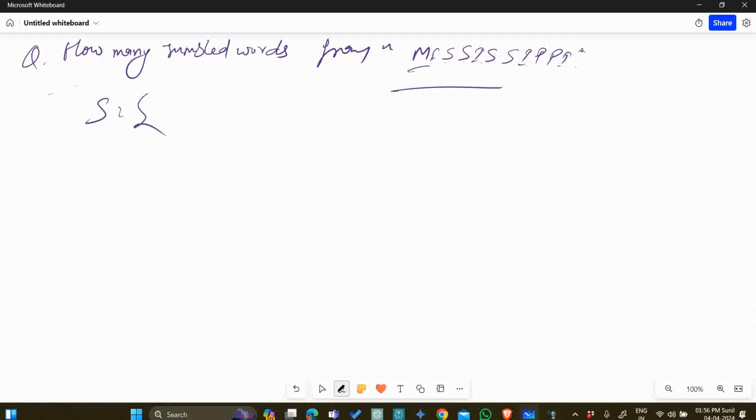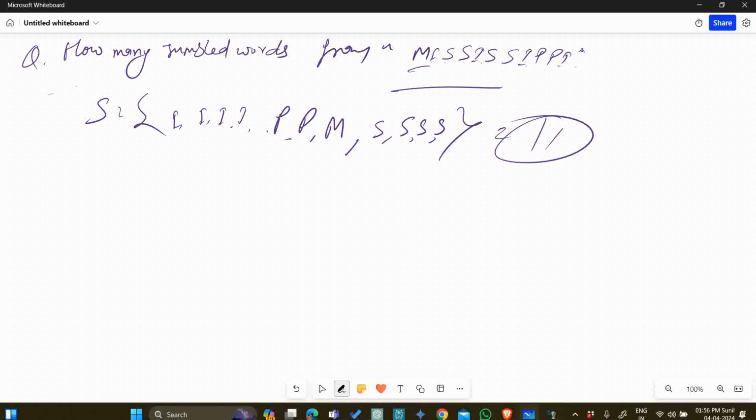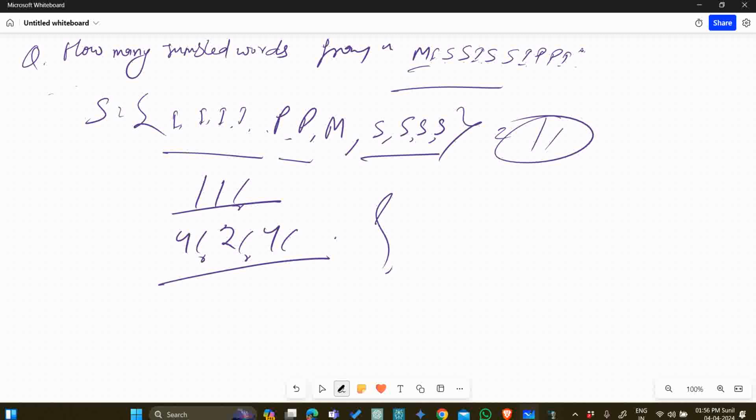Let's say this is a multiset which contains I 4 times, P 2 times, M 1 time, and S 4 times. So the number of words is 11 factorial upon 4 factorial, 2 factorial, and 4 factorial. This is the answer.